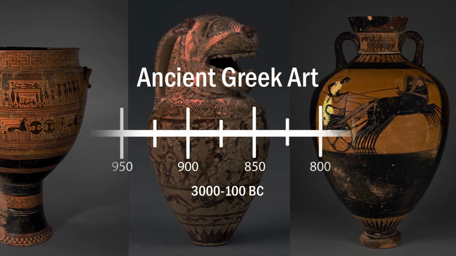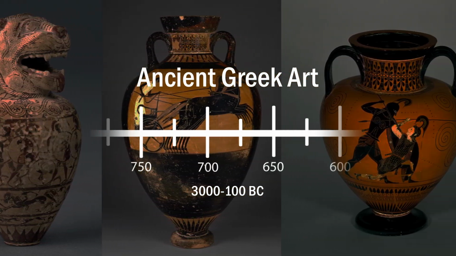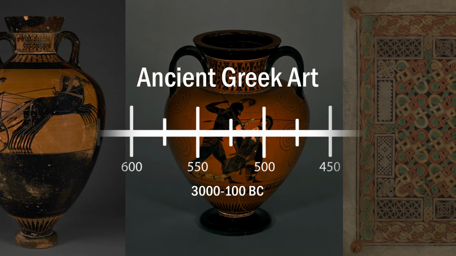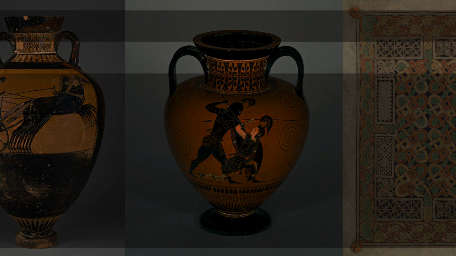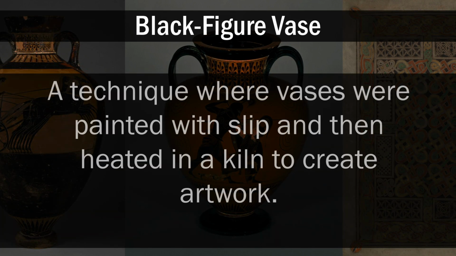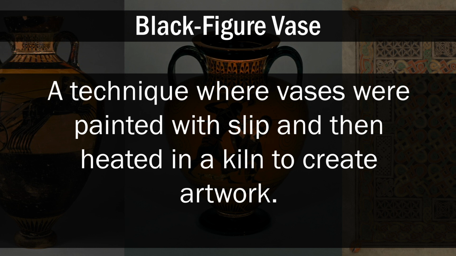To start, we're going to begin in ancient Greece to see how the artists of the time painted on vases, as vases were a common export. They used what is referred to as black figure, which is a technique where vases were painted with slip and then heated in a kiln to create black figures like you see on the vase.